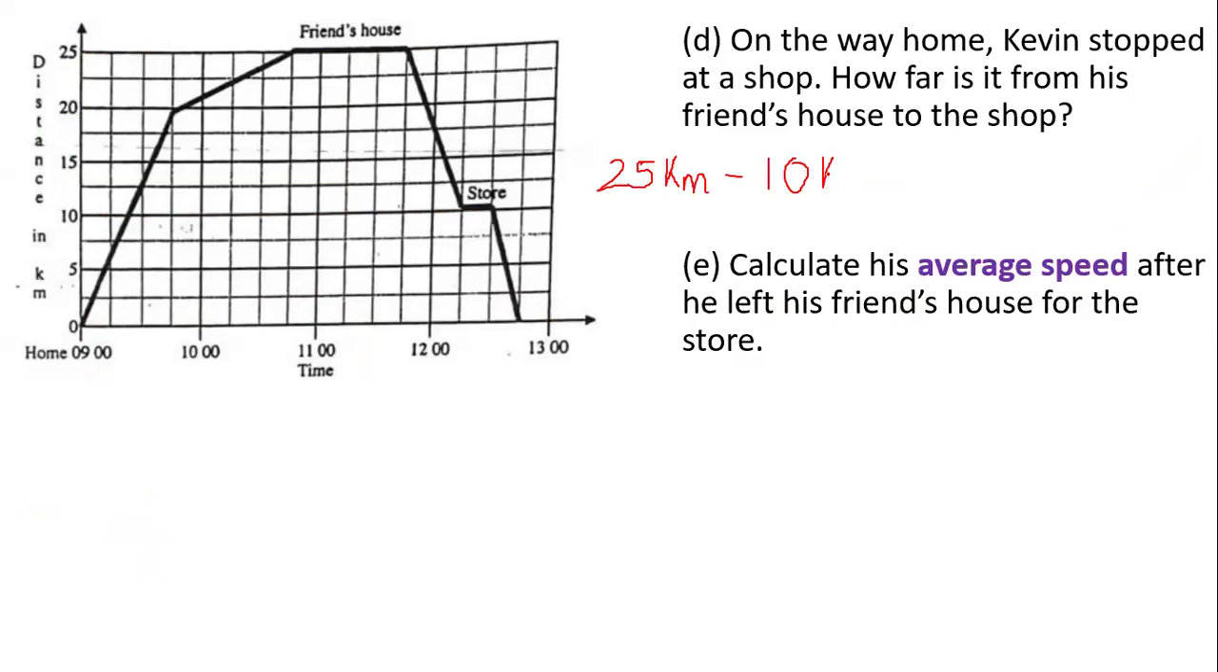What is average speed? Average speed is distance divided by time. Very good. So average speed. Let's write this down for me. Average speed.